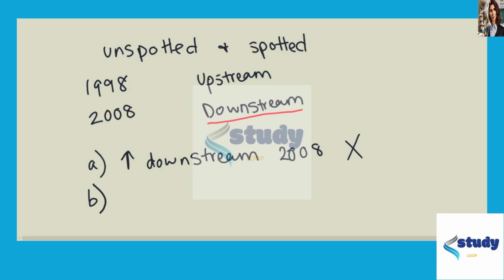Option B discusses how likely there's a new prey species that's only in the upstream portion of the stream. If this is true, then we would see an increased population of both unspotted males and spotted males in the upstream portion between 1998 and 2008. When we look at the table, we see that indeed both populations increase in the upstream portion of the river in 2008. So option B is correct.